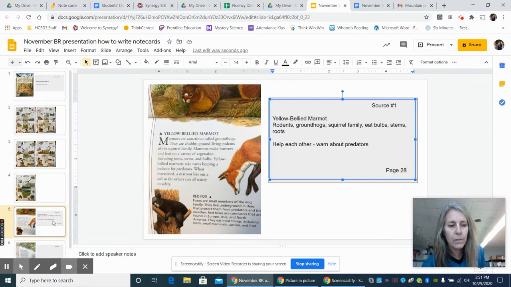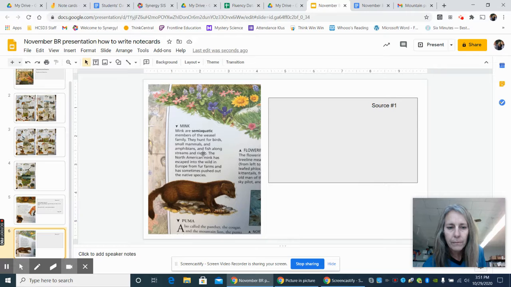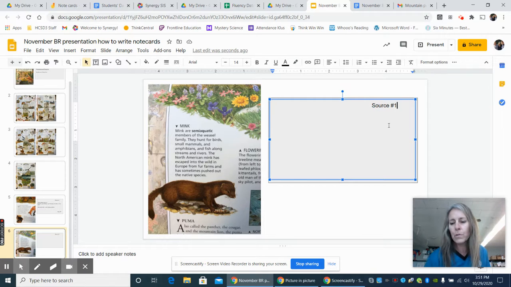So, let me show you another example. Here's another example about a mink. So as you can see, I already have source number 1 in the upper right-hand corner. Mink. I understand you're writing these. You're not typing them. Mink are semi-aquatic members of the weasel family. They hunt for birds, small mammals, and amphibians, and fish along streams and rivers. The North American mink has escaped into the wild in Europe from fur farms and has sometimes pushed out the native species.